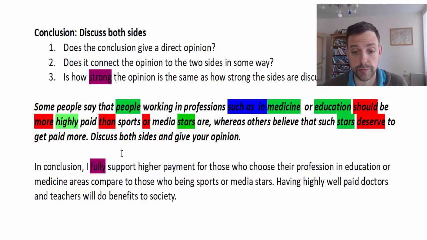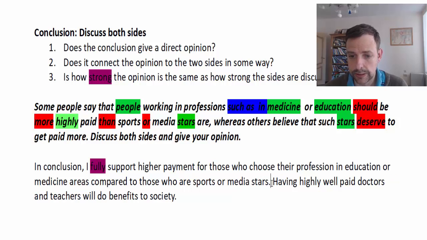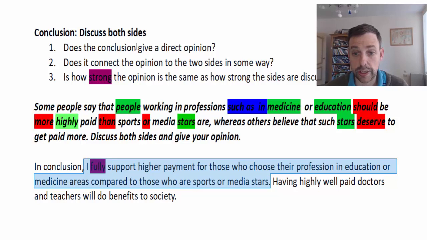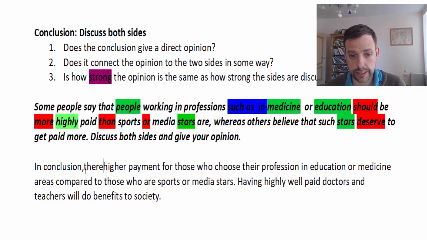That's okay. You can fully support. I fully support higher. So that's good. They've got the comparative. Higher payment for those who choose their profession in education or medicine areas compared to those who are sports or media stars. Okay, so that's the opinion. That's good, and it's a direct opinion. There's no doubt that this is the author's opinion. Okay, so in this conclusion, I is wonderful. It's very direct. I fully support. You can say, for example, there can be no doubt.